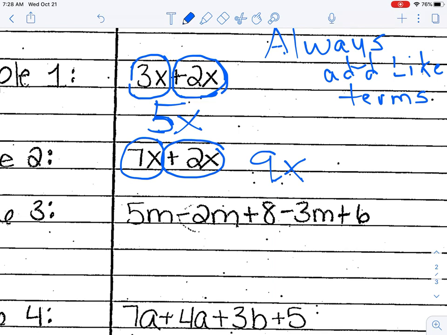I'm going to look for anything that has an m first. So I found 5m. I found negative 2m. The reason I circled them is they both have an m, and that subtraction sign, some people say it's a subtraction sign, but it's also a negative sign, goes with the 2. And then negative 3m is also a like term with those 2.